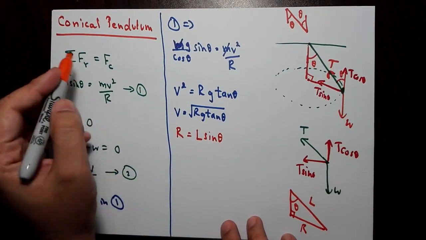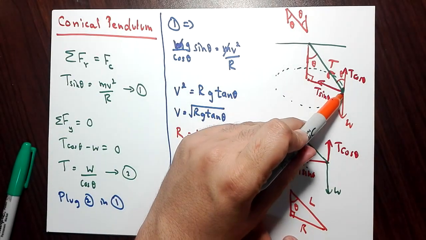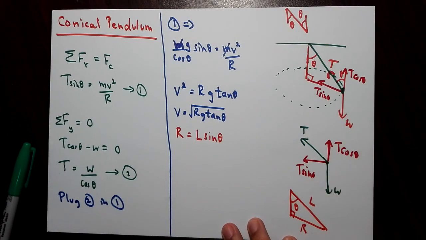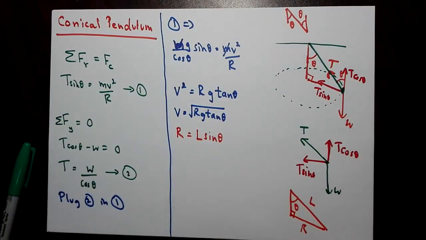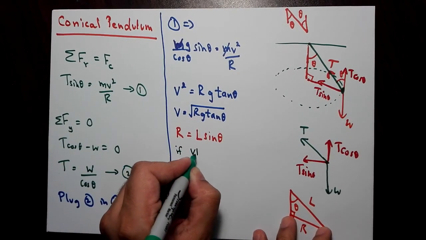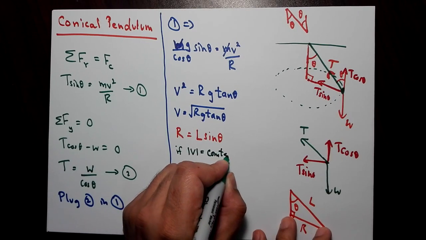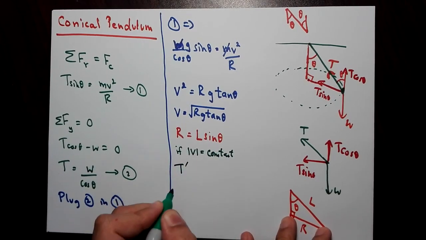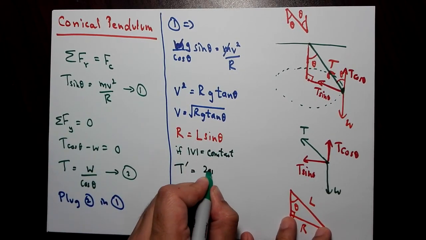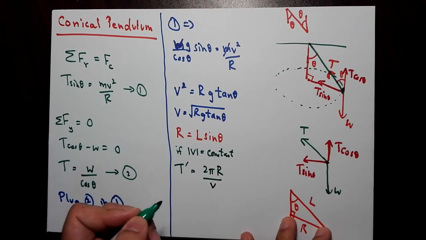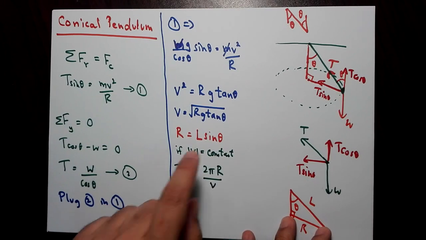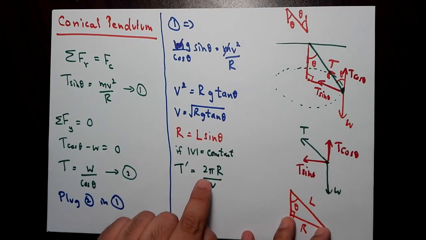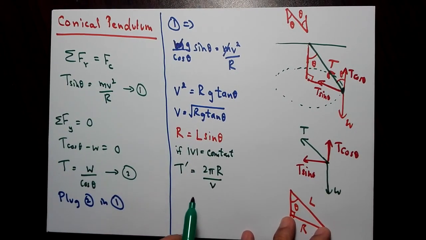Now, if the object can be rotated in a way that the magnitude of velocity remains constant, in that case we can define a time period. Let's call that T prime. T prime is going to be 2 pi r divided by v. This is the time for one complete oscillation. The distance in one complete oscillation is 2 pi r, which is the circumference of the circle.